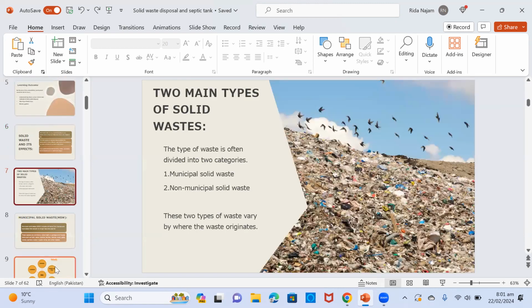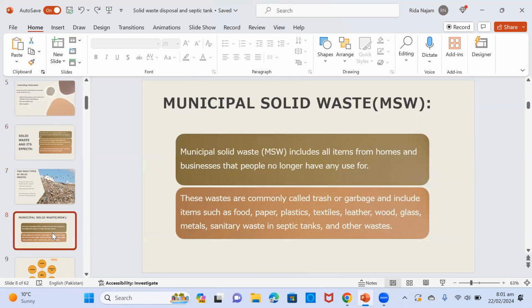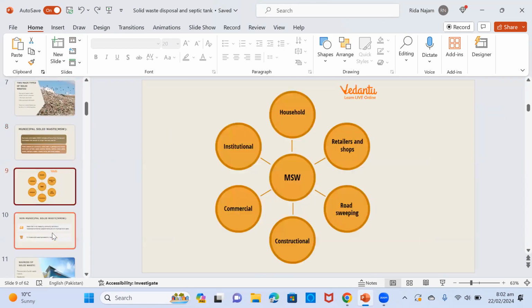Two main types of solid waste exist: municipal solid waste and non-municipal solid waste. These two types of waste vary in where the waste originates. Municipal solid waste includes all items found from homes and businesses that people no longer have any use for. These wastes are commonly called trash or garbage and include items such as food, paper, plastics, textiles, leather, wood, glass, metal, sanitary waste, and septic tanks and other wastes.